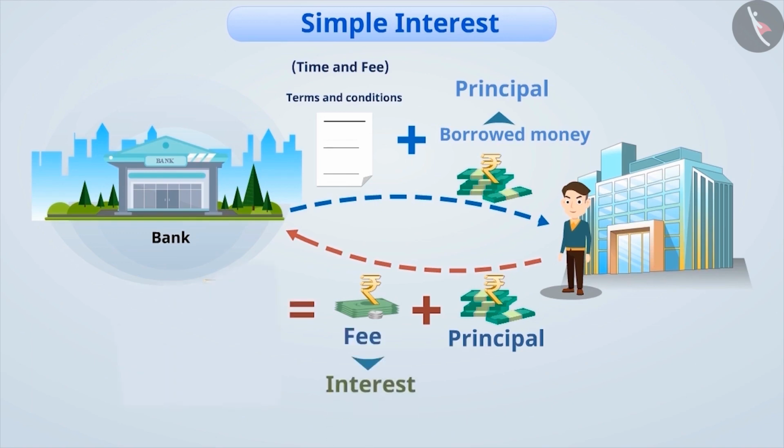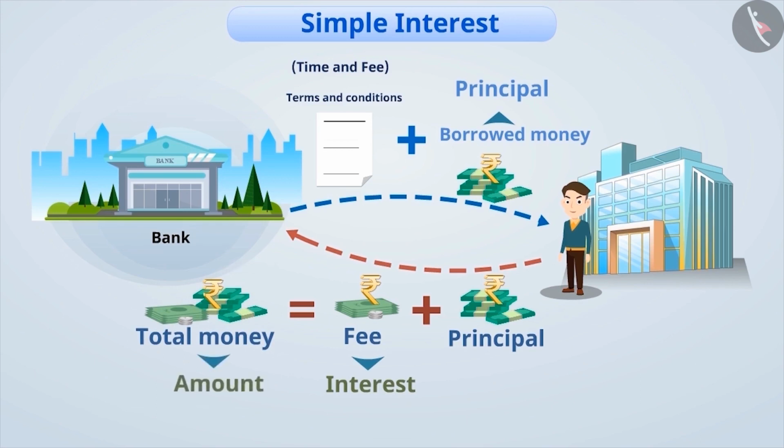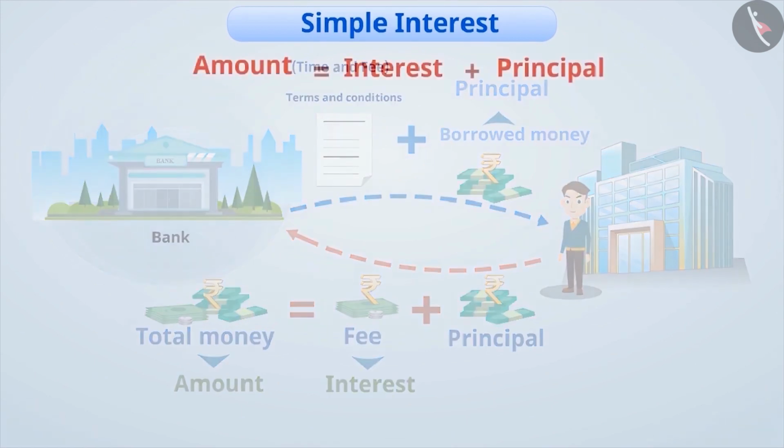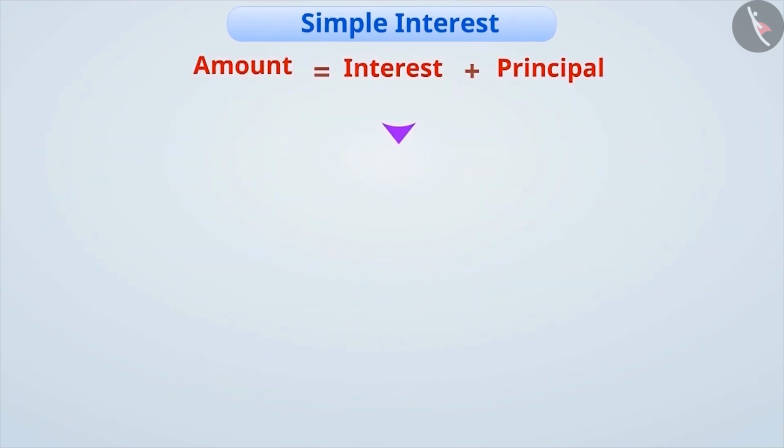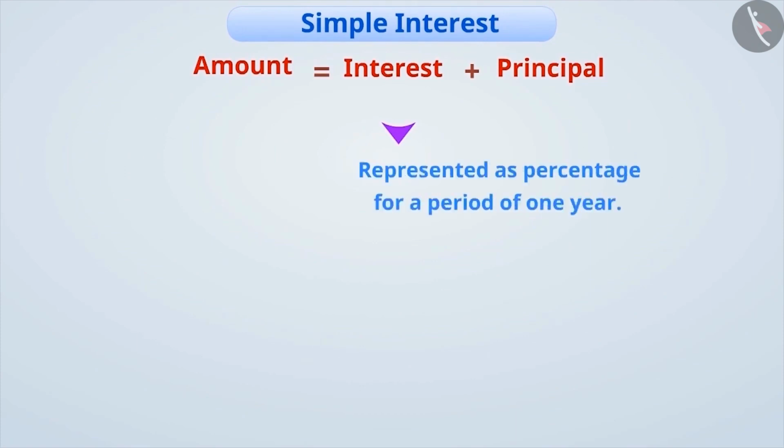On adding the interest and the principal, we calculate the total money which needs to be returned. This money is known as amount. The return period and total interest are mentioned in the terms and conditions. Generally, the interest for a period of 1 year is expressed in percent, which we call the rate of interest.